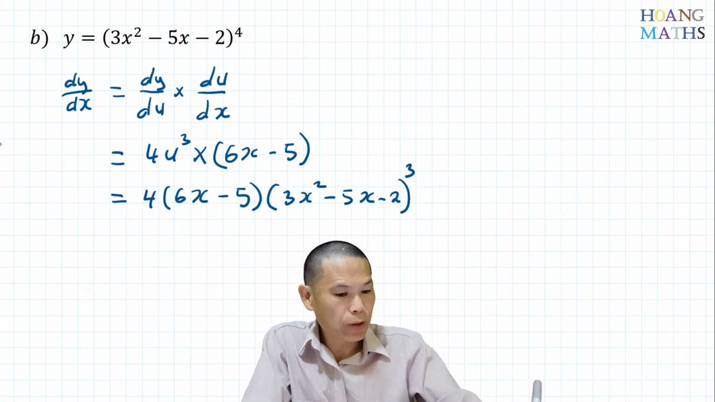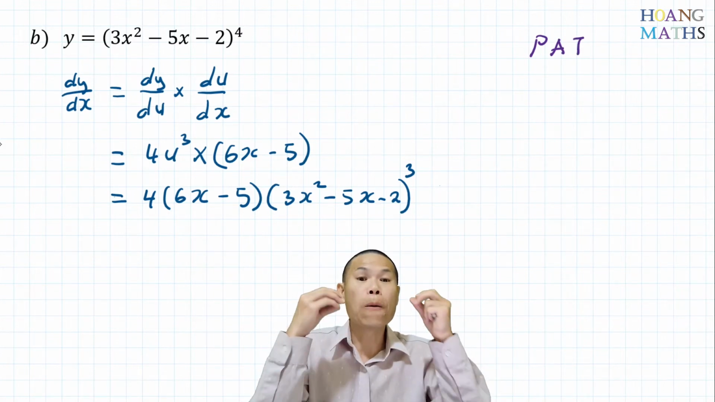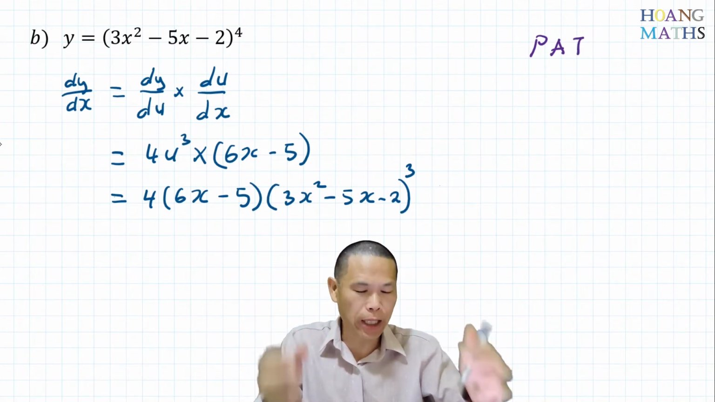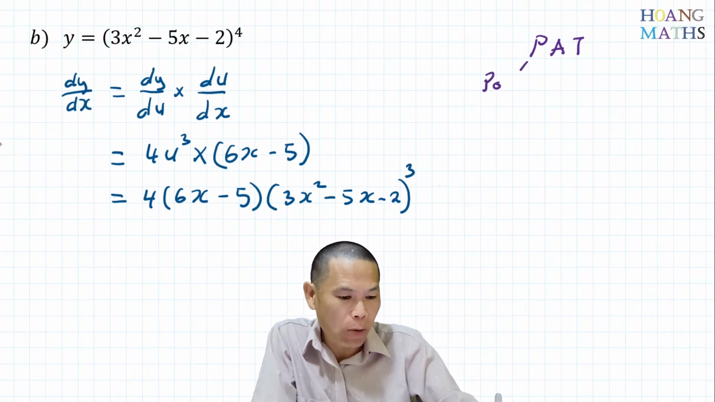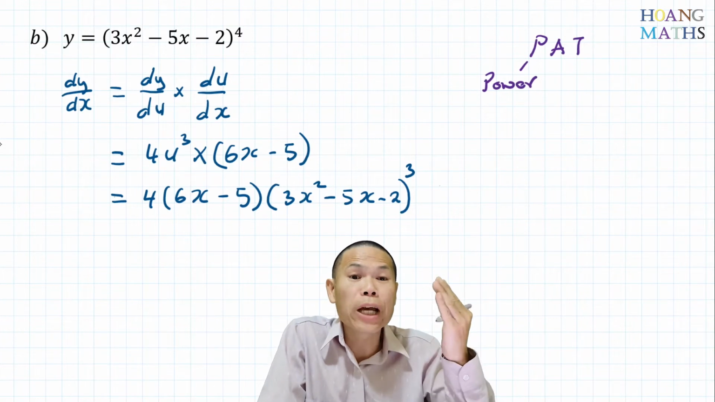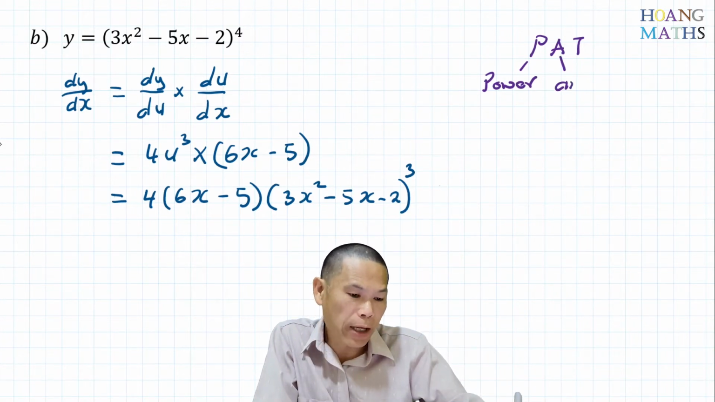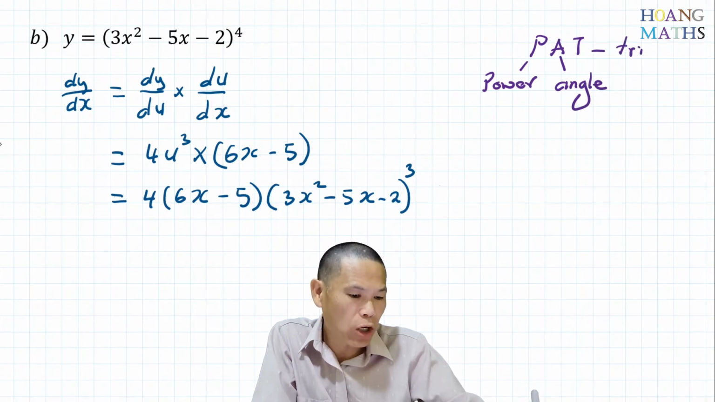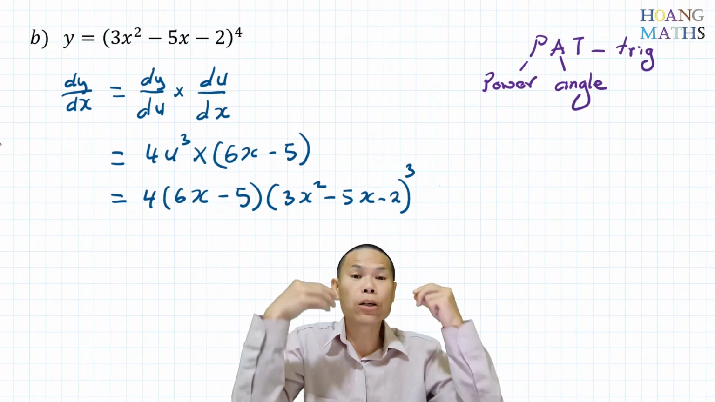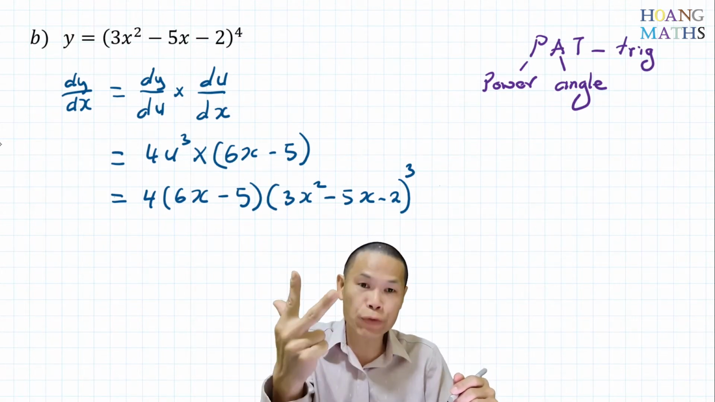So we differentiate power, and we differentiate angle, and then we differentiate trig. So power, angle, trig. Just remember that. Let me write this down. This P stands for power. So we differentiate the power first, and then we differentiate the angle, followed by trigonometry functions. So differentiate the power, then the angle, and then the trig.